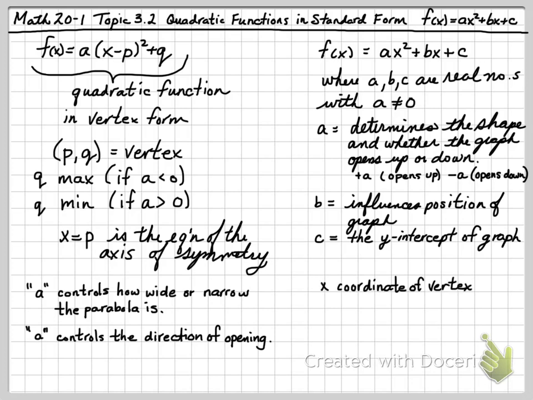The x-coordinate of the vertex this time is going to be found if I take the negative of b and divide it by 2 times a. And if I wanted to find the vertex using this method, I could take this value and plug it into my equation, and that would tell me what y was.